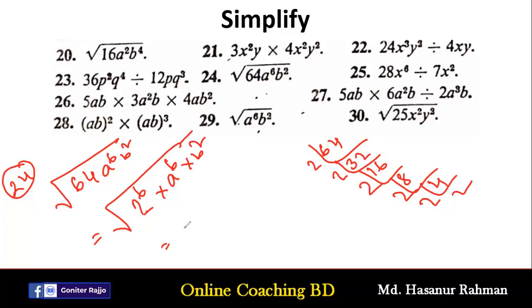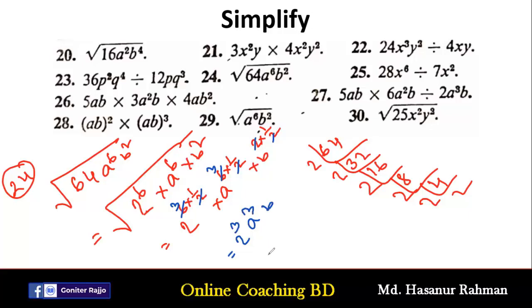Now, what does the square root mean? Square root means we have to multiply the power by half. So 2 to the power 6 multiplied by half, a to the power 6 multiplied by half, and b square multiplied by half. So simple thing, we just have to divide. 6 by 2, it will be 3. 6 by 2, it will be 3. 2 by 2, it will be 1. So the answer will be 2 cube a cube b. 2 cube means 2 times 4, 4 times 2 is 8, so 8 a cube b. So 8 a cube b will be the final answer.